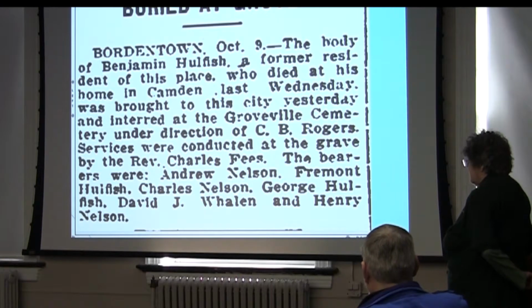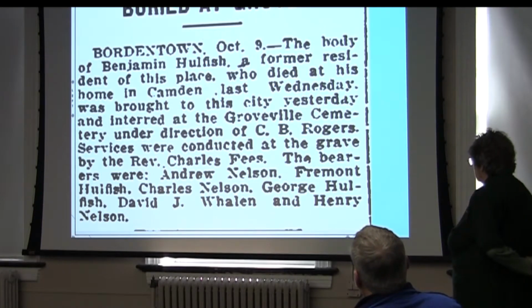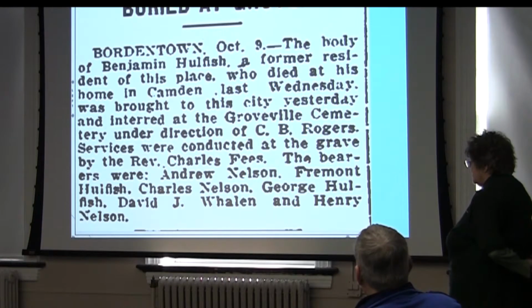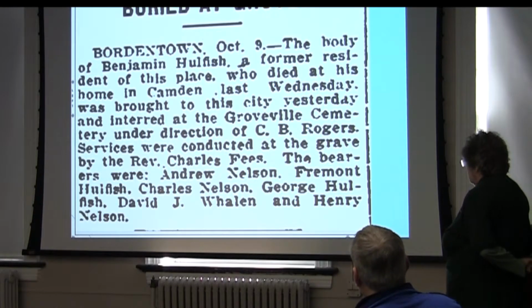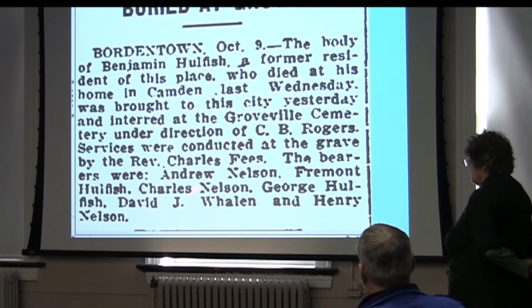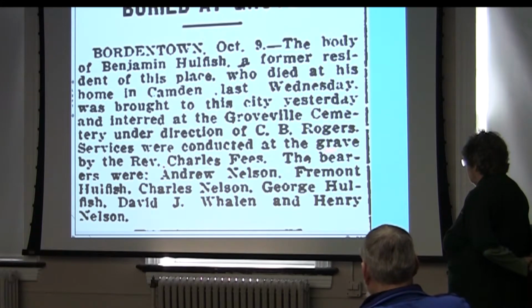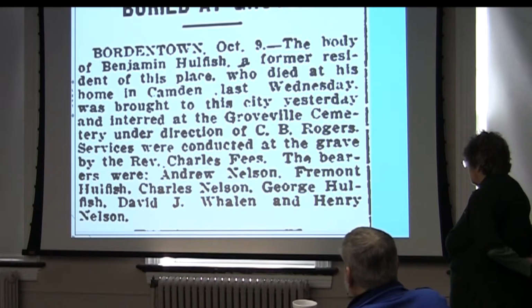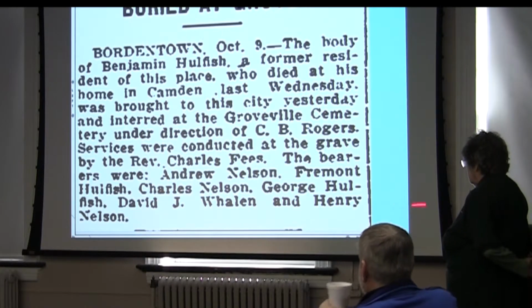And in this newspaper, you've got a Bordentown man. Bordentown in New Jersey is in Burlington County. Groveville is in Mercer County. At the time of his death, he was living in Camden County. So here are 3 different counties to look for this guy, and they're all mentioned in this clipping. It also gives you the names of the pallbearers, who all happen to have been nephews. And this is my grandfather, Charles Nelson. I was looking for him.